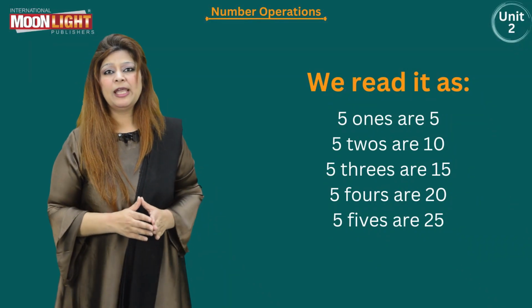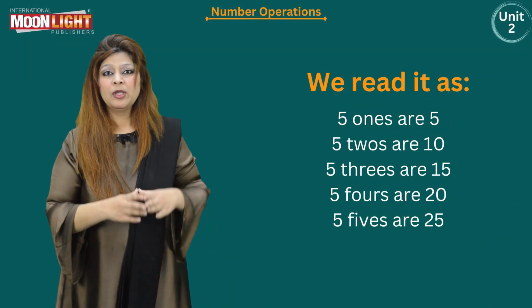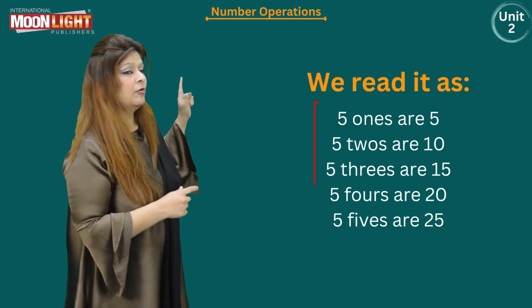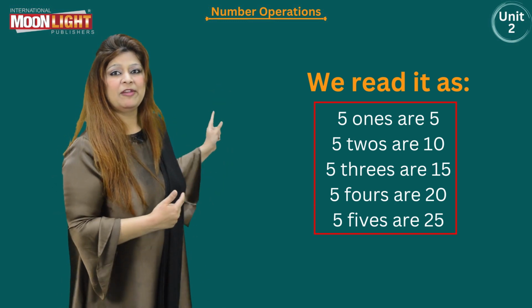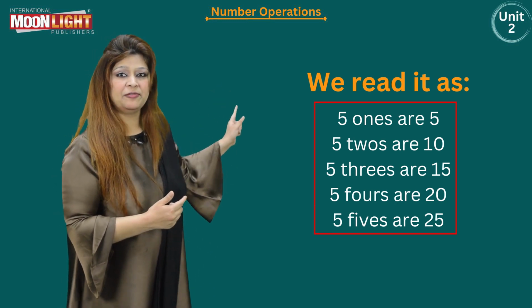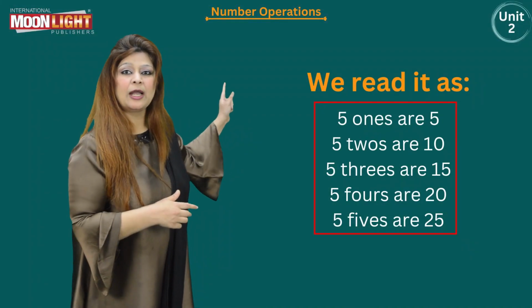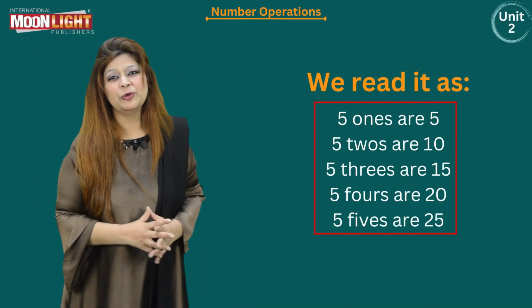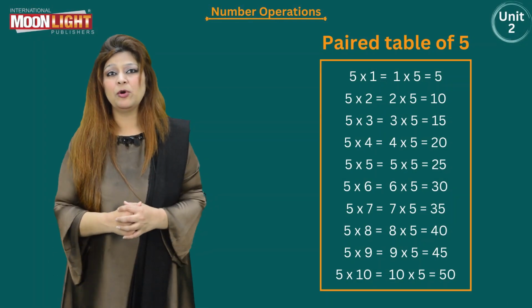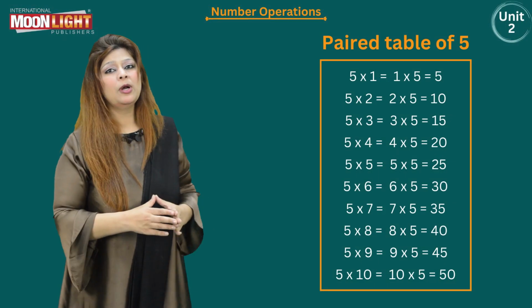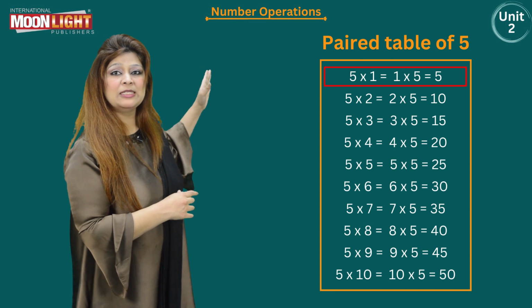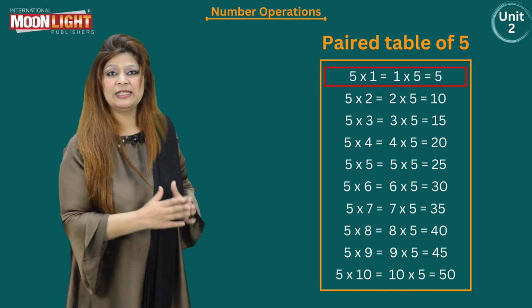Now I am going to tell you how we are going to read it. We read it as 5 ones are 5, 5 twos are 10, 5 threes are 15, 5 fours are 20, 5 fives are 25. In the same way, we keep on reading the table. As I told you earlier, 5 ones are 5. This is what the basic table is.